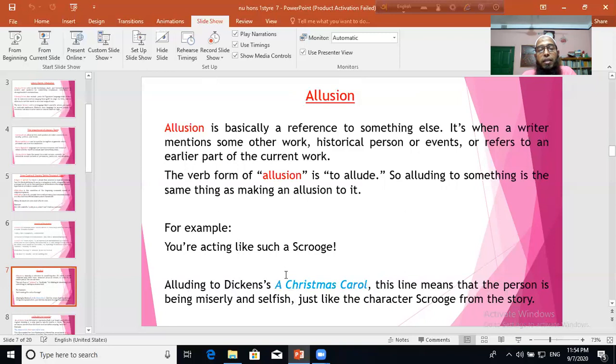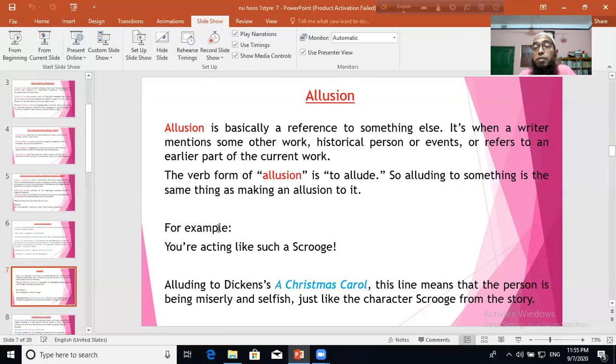So there is a character named Scrooge in the story A Christmas Carol written by Charles Dickens. And in that story, the character Scrooge is a miser, he does not want to spend money and is very selfish. So if you say to someone, you are acting like such a Scrooge, you are actually referring to the character from the story A Christmas Carol. So this sentence is an example of allusion.